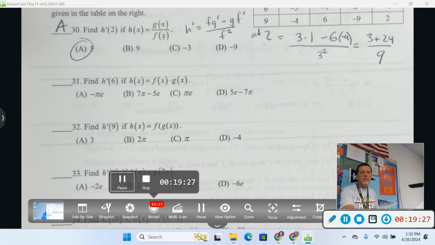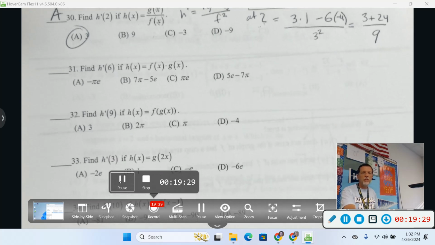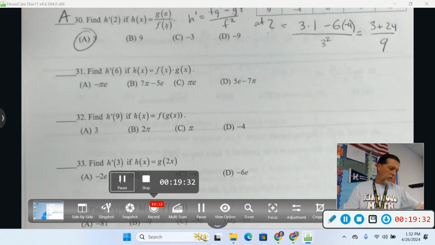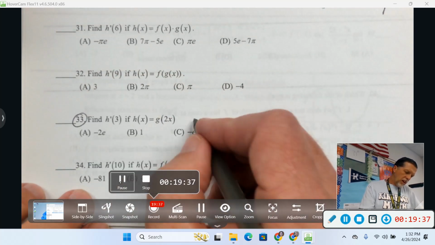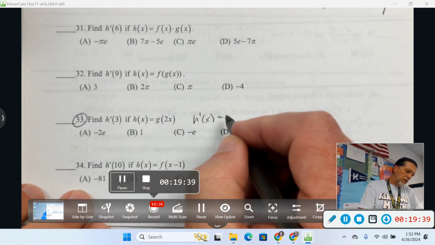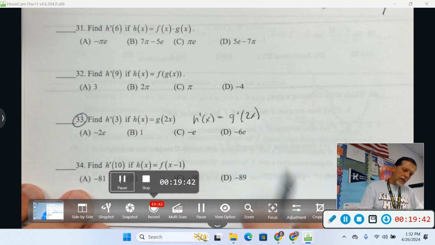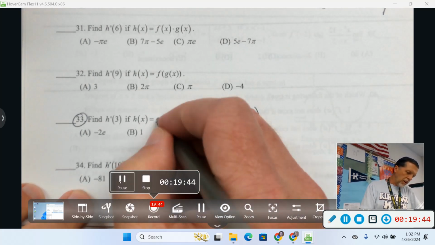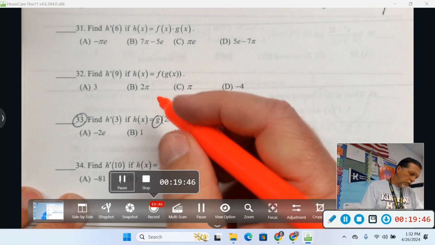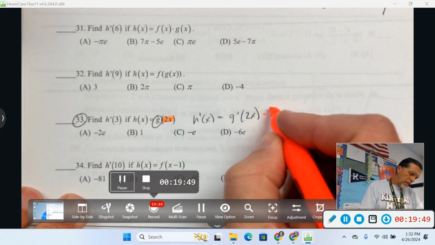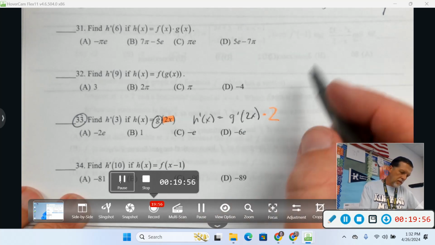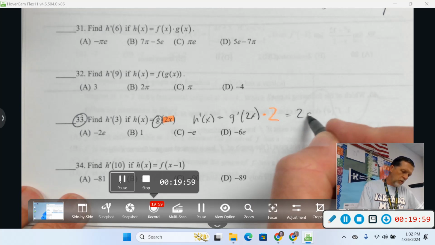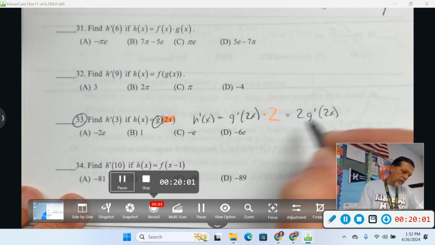The others are similar. 31 would be product rule. 32 is chain rule. 33 is chain rule. Oh, but we can do 33. 33 is chain rule. The derivative of h would be g prime of 2x. That's taking care of the g, but then I need to take care of the 2x. That derivative is 2. So 2g prime of 2x.